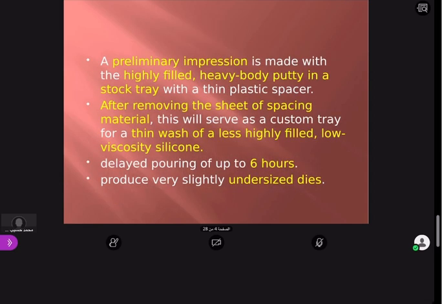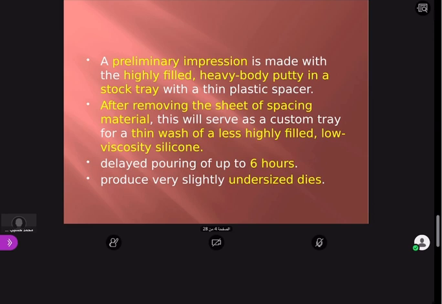The preliminary impression is made with the highly filled heavy body putty in a stock tray with a thin plastic spacer. After removing the sheet of spacing material, this will serve as a custom tray for a thin wash of a less highly filled, low viscosity silicone. Delayed pouring up to 6 hours produces very slightly undersized dies. When using this material, we use a special technique called the putty wash technique, and we complete the impression in 2 steps.